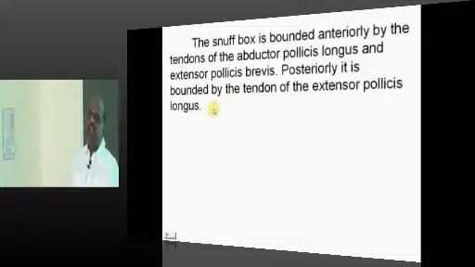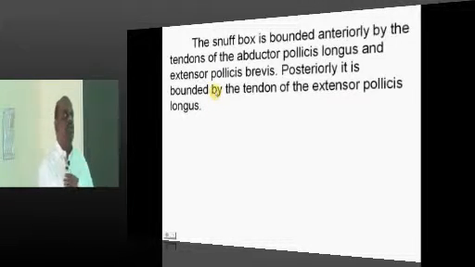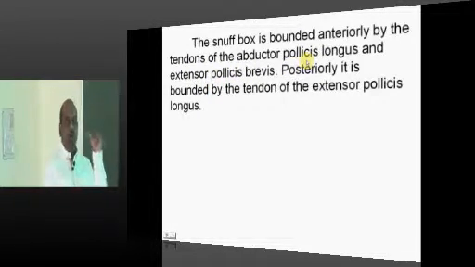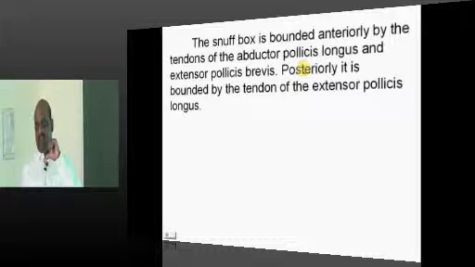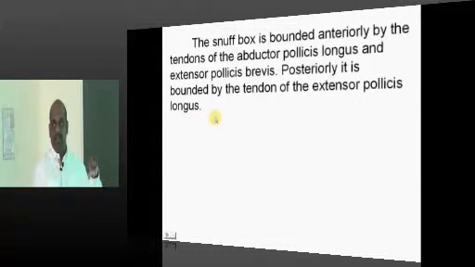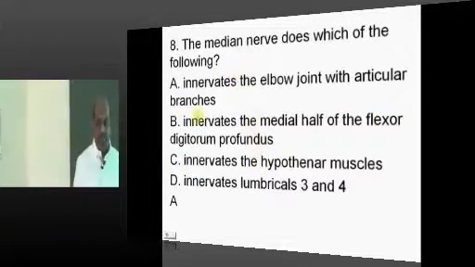Another common question is, what constitutes this snuff box? Abductor pollicis longus, extensor pollicis brevis, and posteriorly the tendon of the extensor pollicis longus. These are the ones which are considered to be the important boundaries.